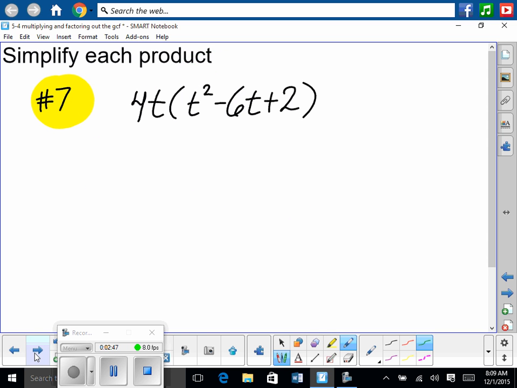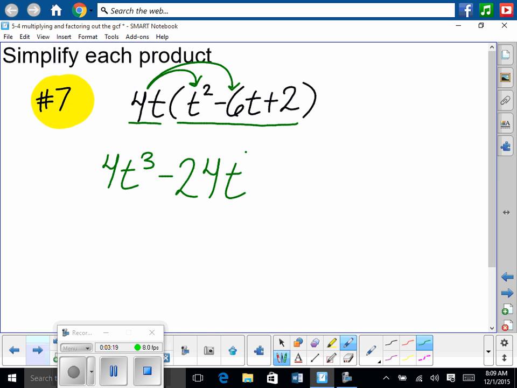Let's do number 7 together. 4t times t squared minus 6t plus 2. Once again, what's the mathematical word for what we're actually doing here? Distributing. And in this one, we're actually triple distributing since there's 3 terms. 4t times t squared is 4t what? 4t cubed. You're awesome. 4t times -6t. -24t squared. Very good. And I like that I heard -24t squared. Awesome. And then 4t times +2. Very good. Positive, so plus 8t.